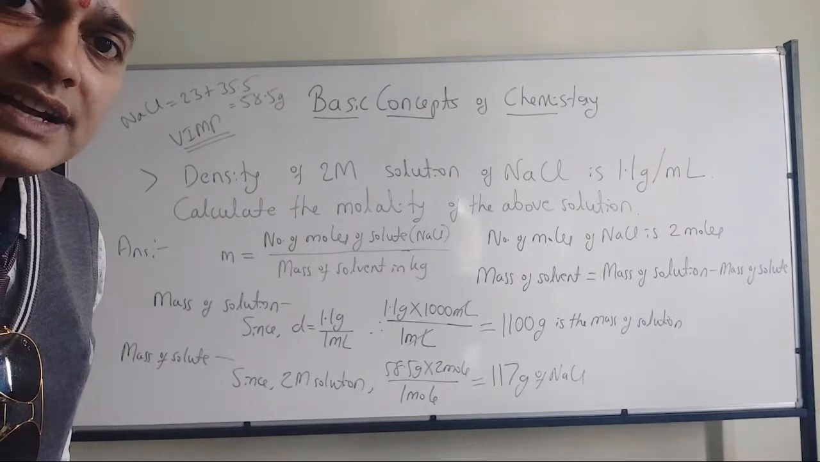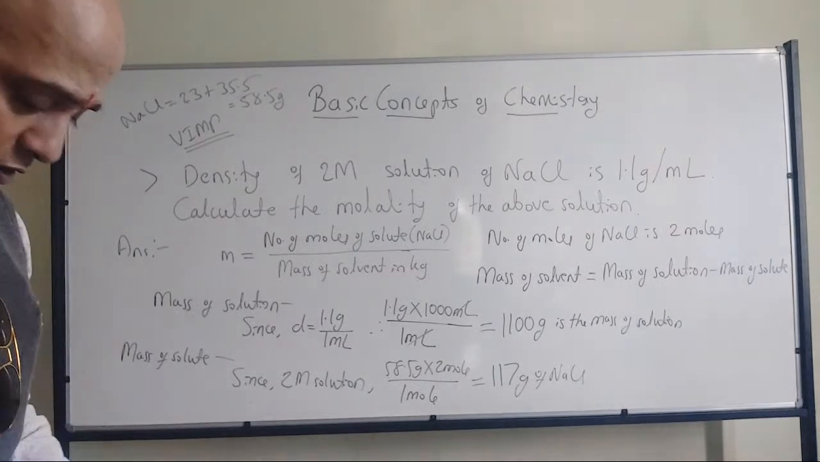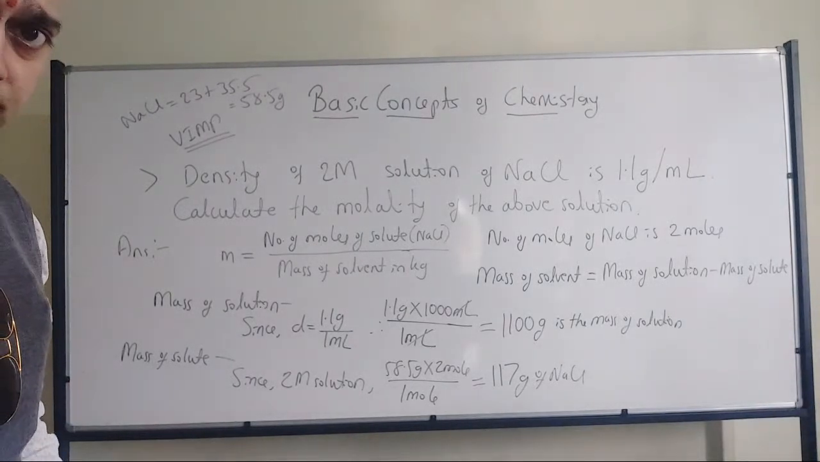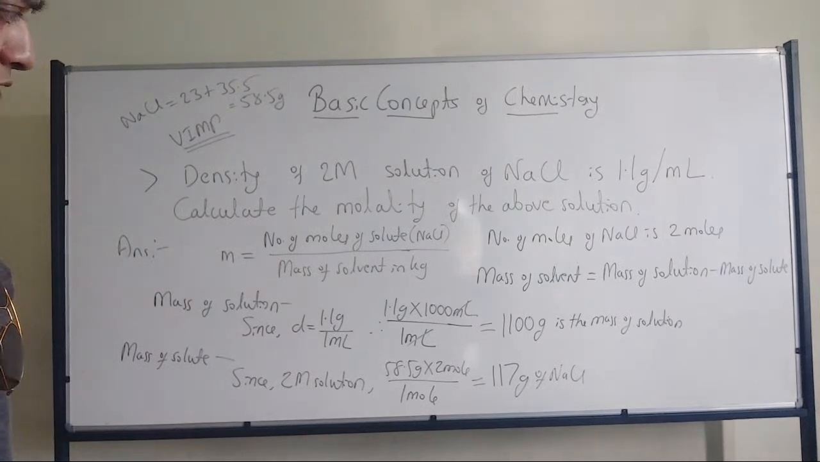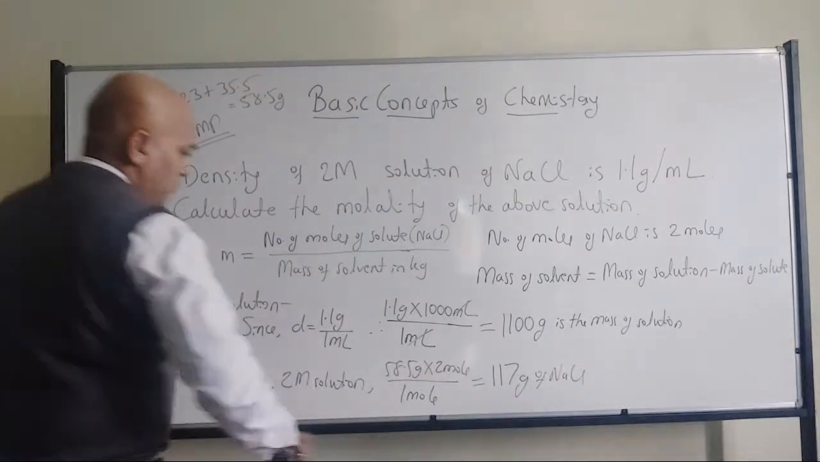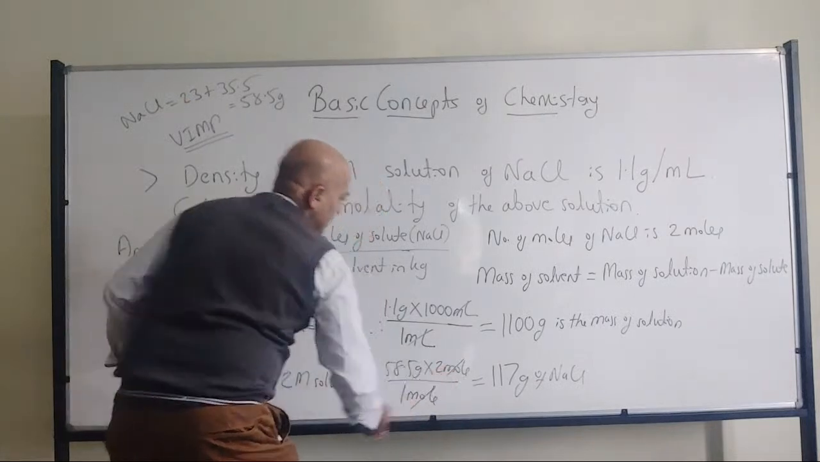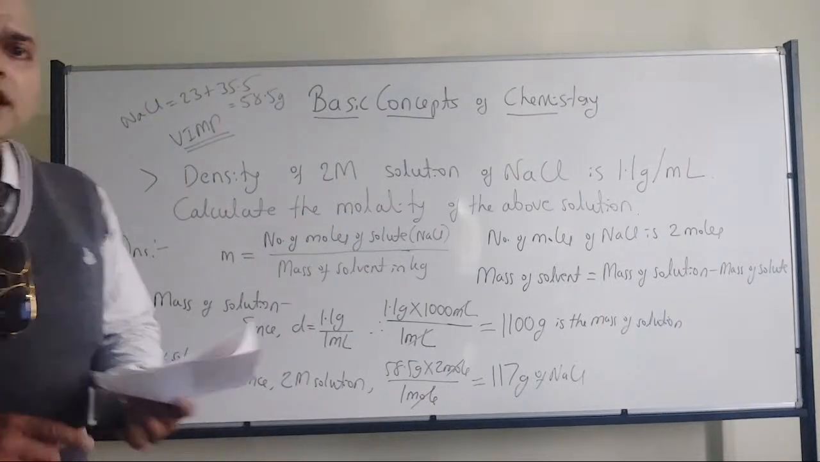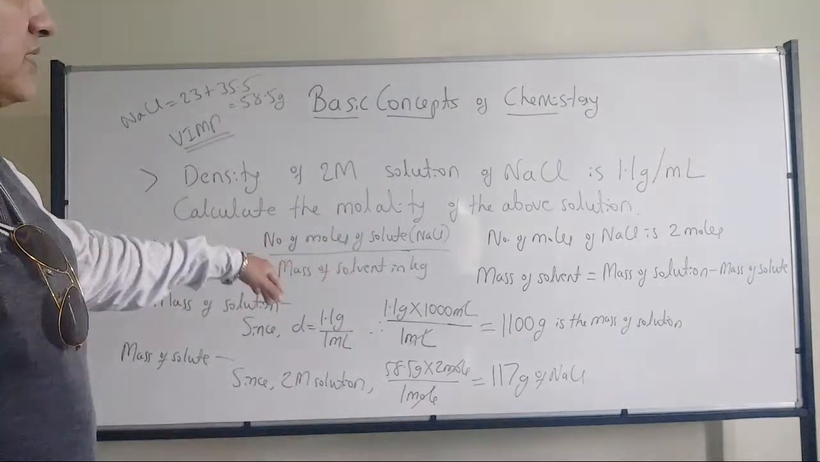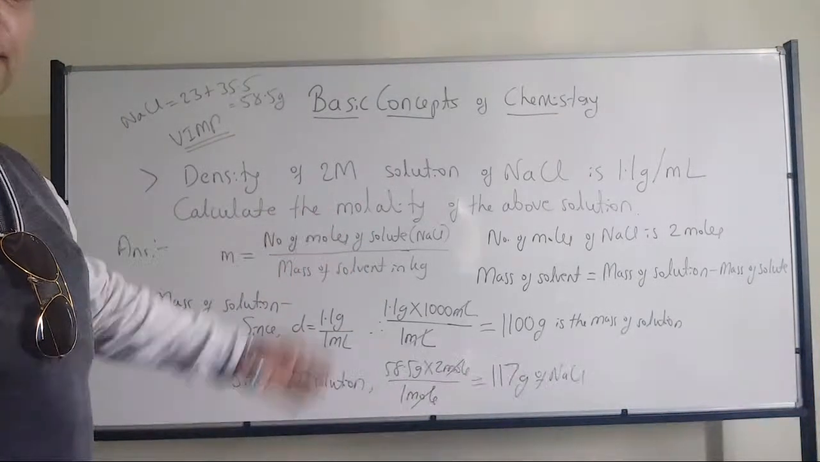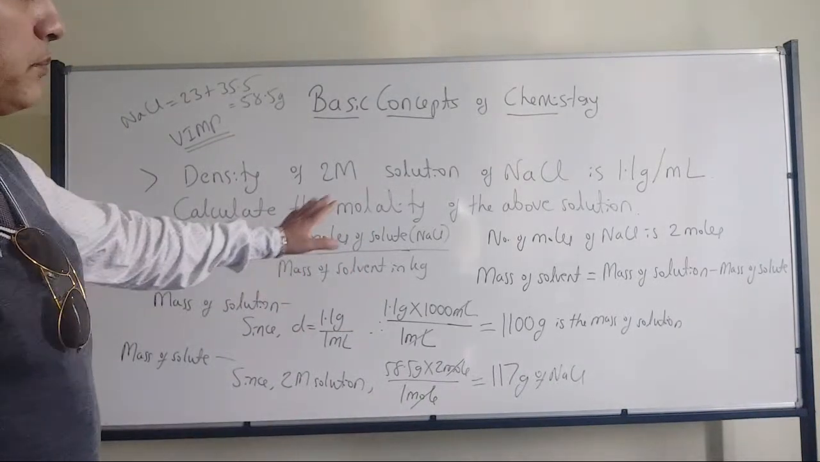144. What is that? It should be 117. 2 into 58.5, so mole and mole will get cancelled. All of you have understood? Because I have to remove this, because I have to write a new one next step. But all of you have understood.